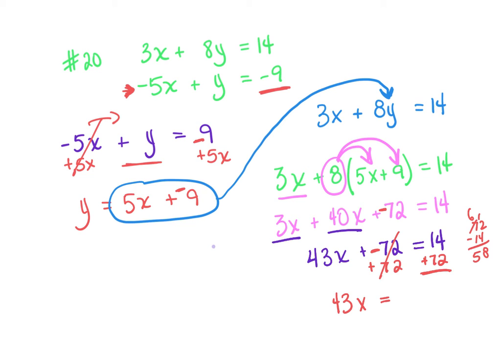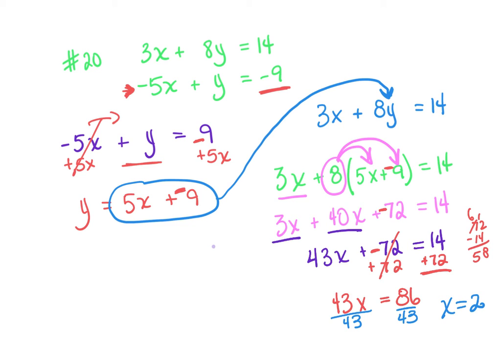This was a -9. This stayed a -9. This was a -9. So positive times negative, negative. So this is 86. And then when you divide, that's what I was looking for. Divide by 43. X equals 2. Yeah, if you get a decimal, check your work just like that.